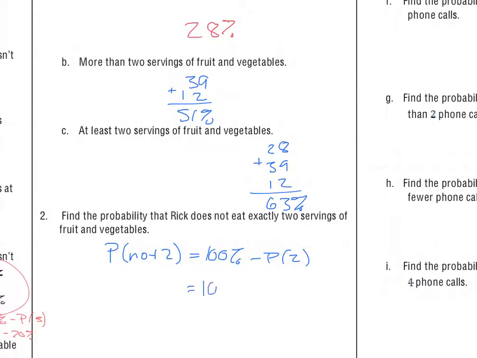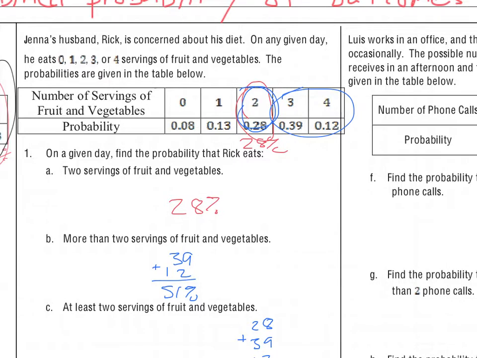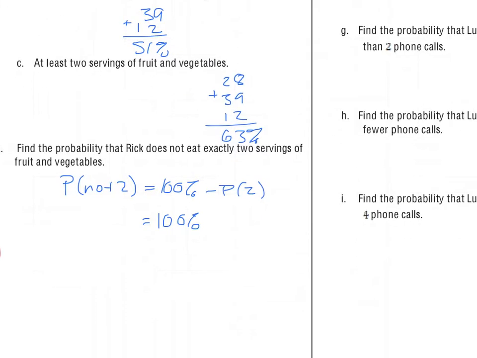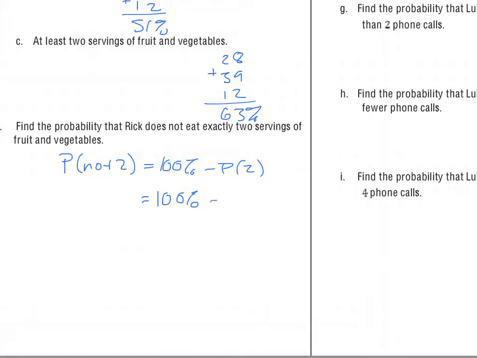So we have 100% minus the probability of exactly 2 servings, which we come back, we've seen that several times here, is 28%. So minus 28%. So the probability of them not getting exactly 2 would be 72%.